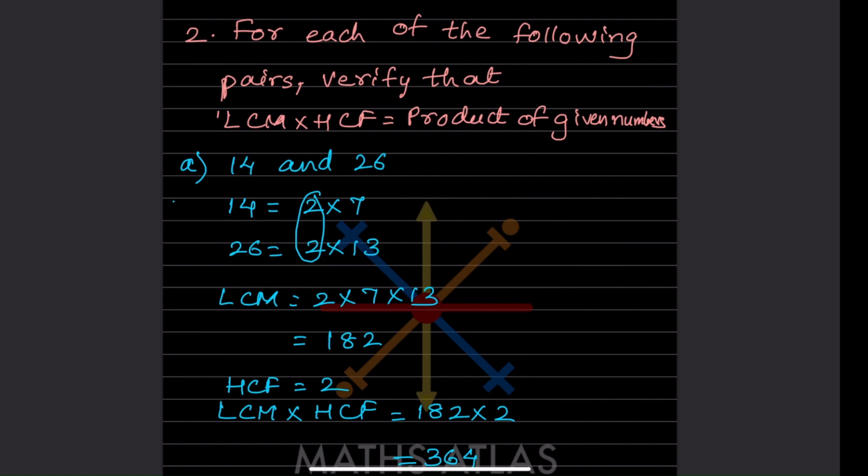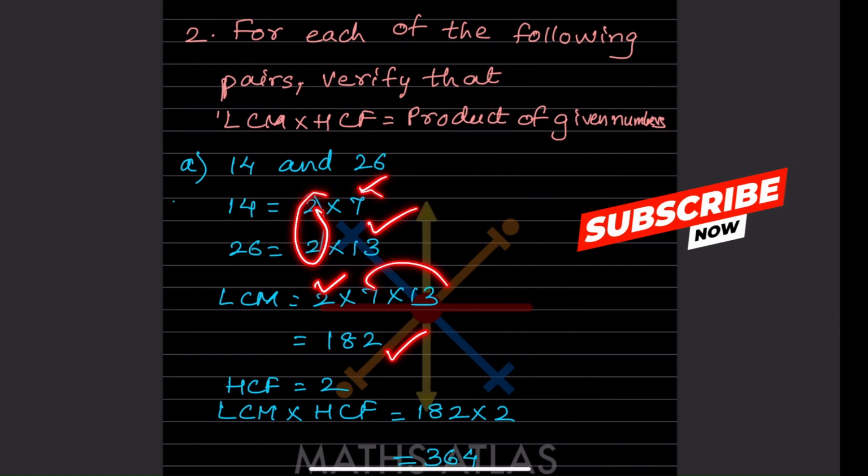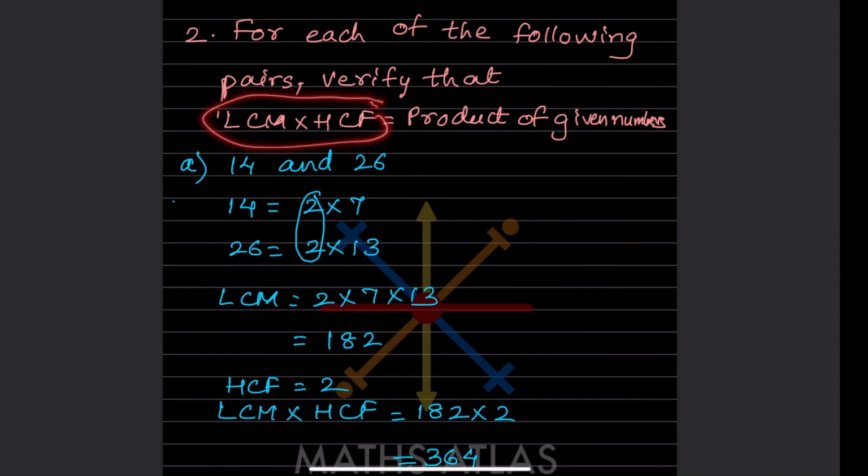So 14 is equal to, we have to take the factors, that is 2 into 7. 26 is 2 into 13. So LCM, you just take the common and then you take the uncommon ones, that is 182. HCF is just the common one, that is 2. So now we have to prove that LCM into HCF is the product of two numbers.